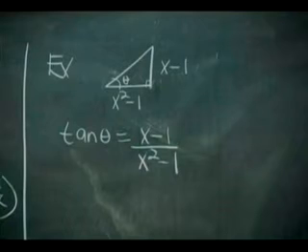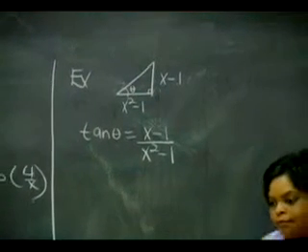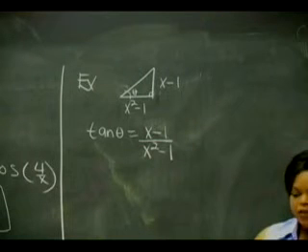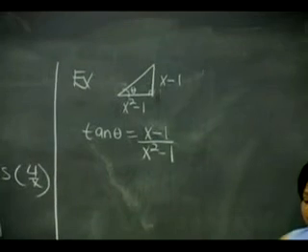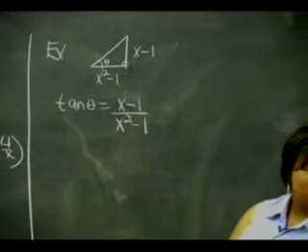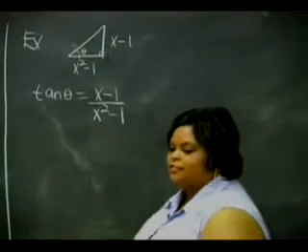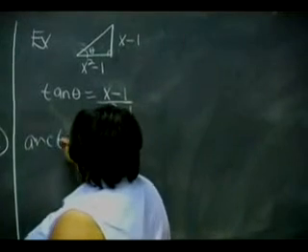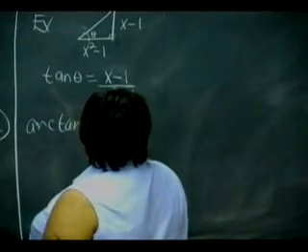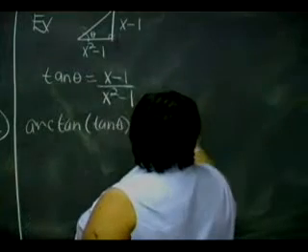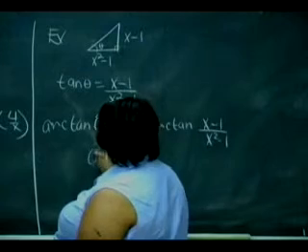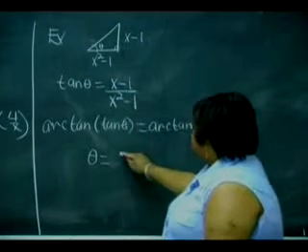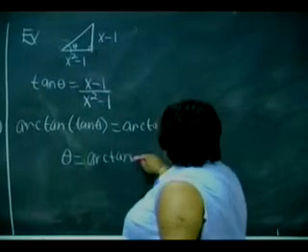Can you break that up? Can you simplify that? You can, and we're going there. How do I get theta over there by itself? What do I apply? Arc tangent. So this means theta is arc tangent. And now let's simplify.